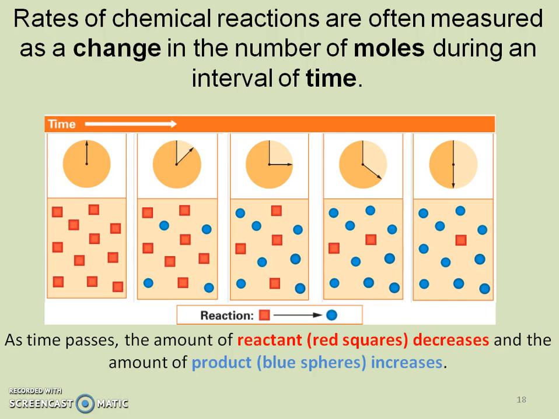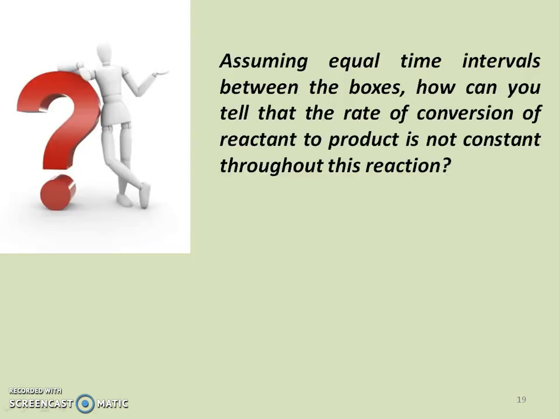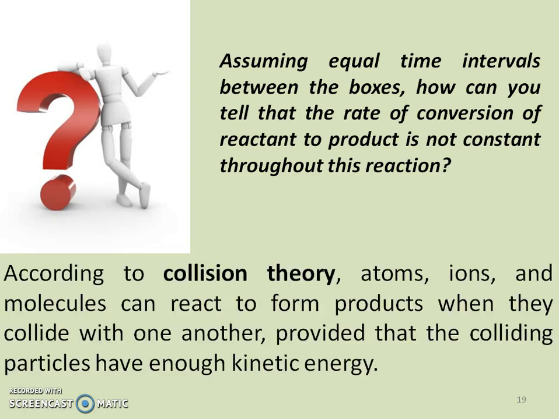Again, because a balanced equation tells us no matter how much we start with, we have to end up with the same amount, right? That law of conservation of mass. Those atoms are just going to be rearranged in a different way. So assuming equal time intervals between those boxes, how can you tell that the rate of conversion of reactant to product is not constant throughout this reaction?